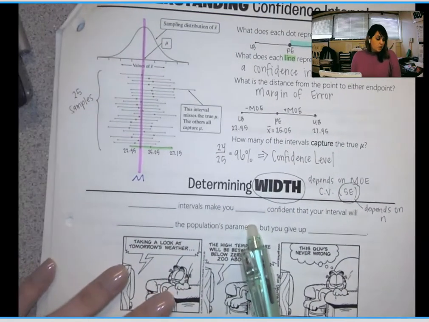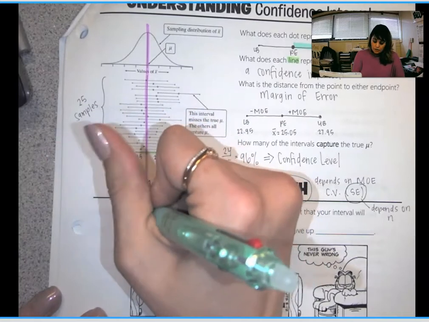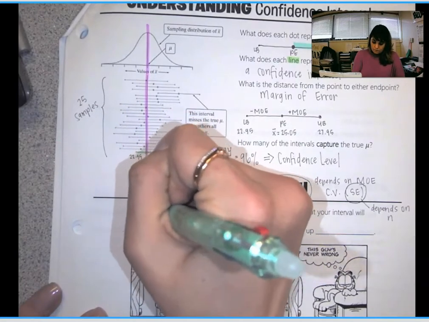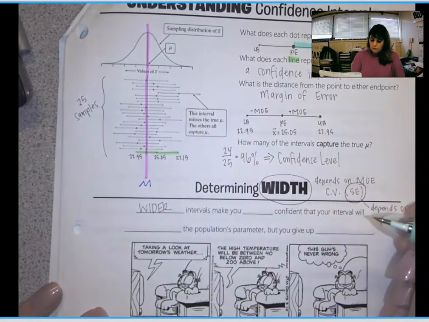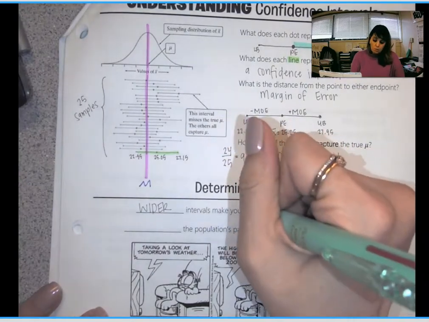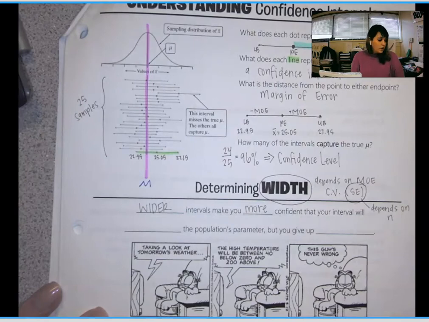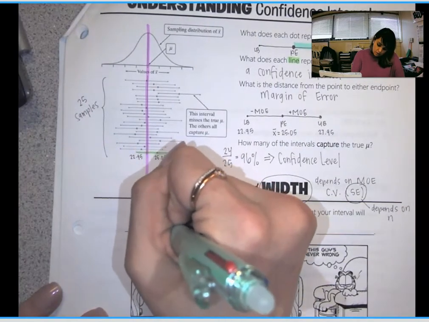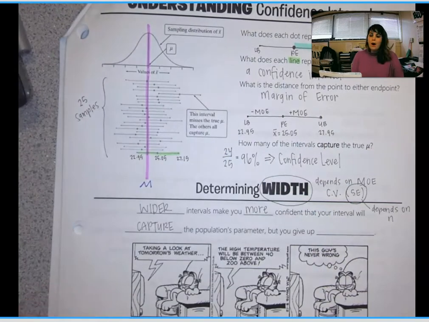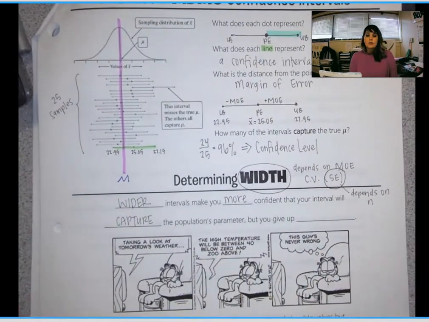Turns out that wider intervals make you more confident that your interval will capture the population parameter. So wider intervals make you more confident that you're going to capture the true value.